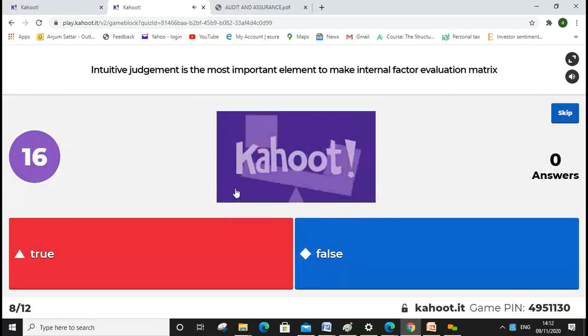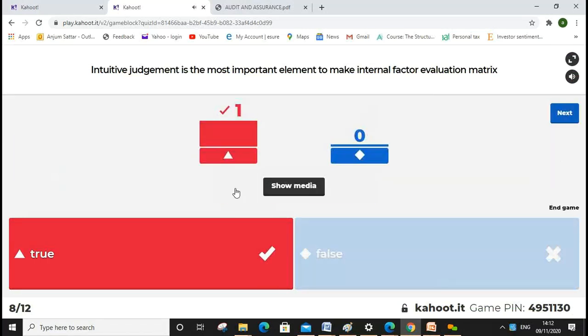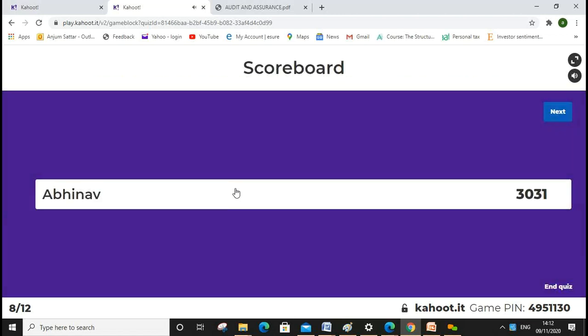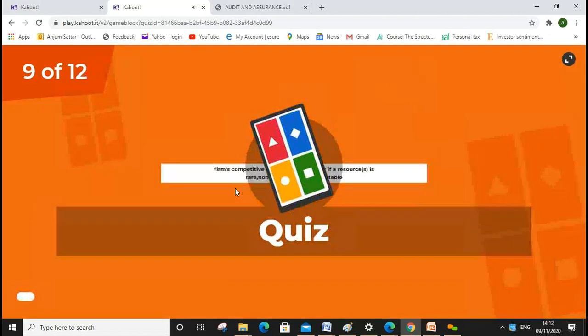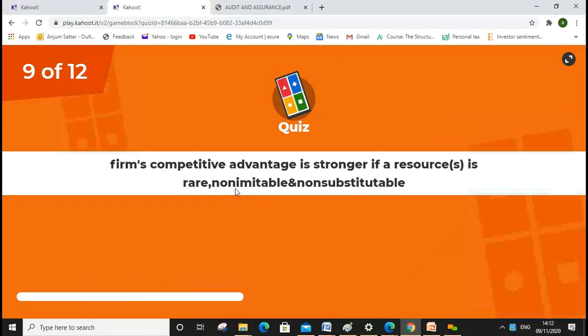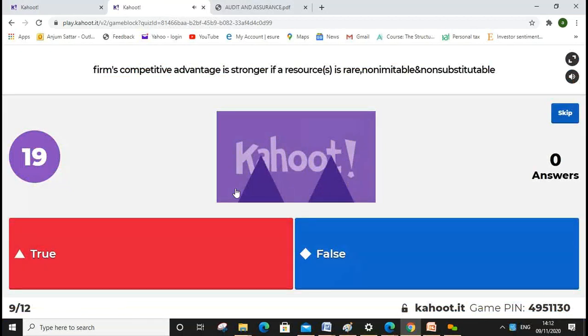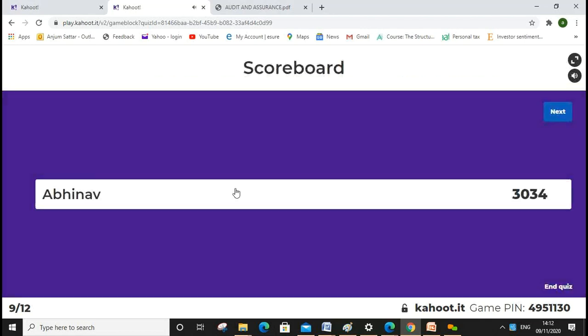Is it yes or no? Inductive, your feeling, yes, observation method? Excellent. Don't worry, it's just for the sake of understanding. The firm's competitive advantage is stronger when, yes, if you have a strong internal audit, yes. Is it inimitable or non-substitutable product? Yes, that was true.